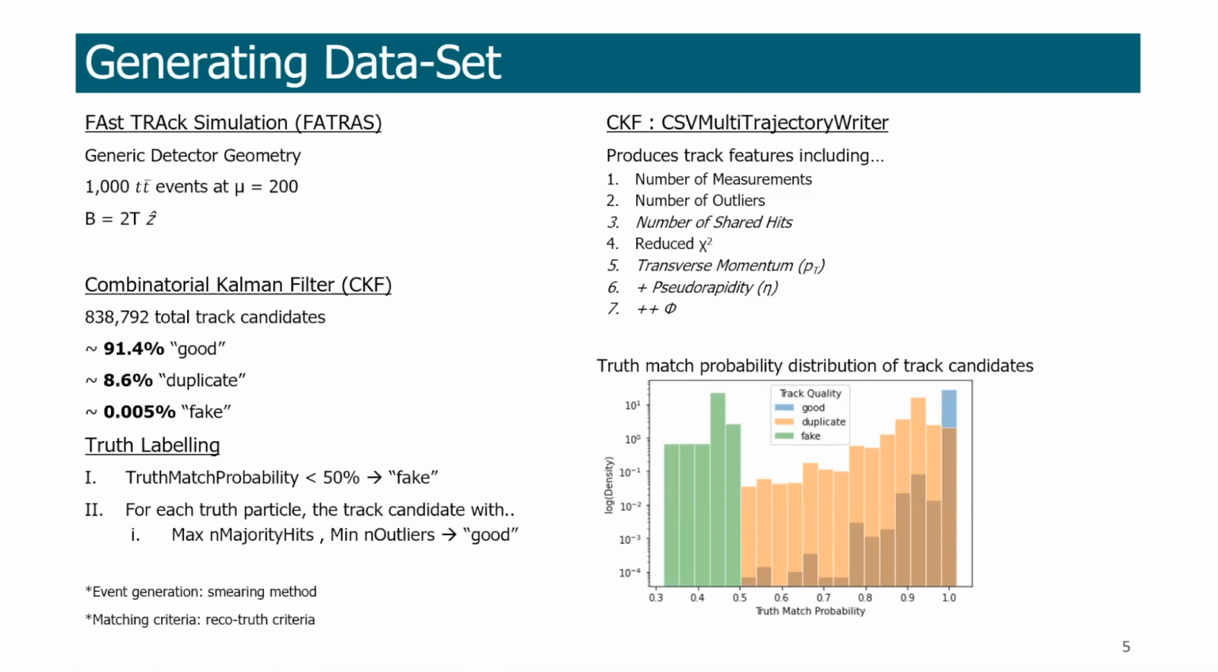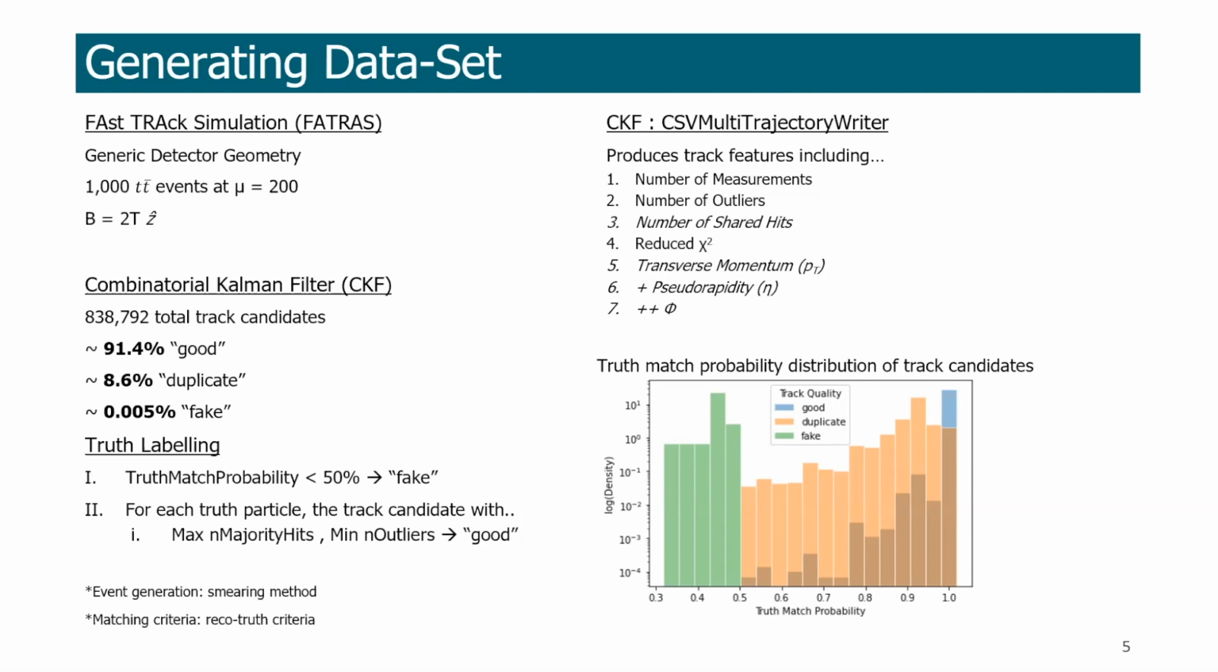Let me explain how a track was labeled with this truth quality. A track is a fake track if its truth match probability is less than 50%. And truth match probability basically compares the number of measurements in a track candidate to the number of majority hits, which is the number of measurements that can be attributed to the truth particle that's associated with that track. Then for each truth particle, the track candidate with the maximum majority hits and the minimum outlier measurements is labeled as good.